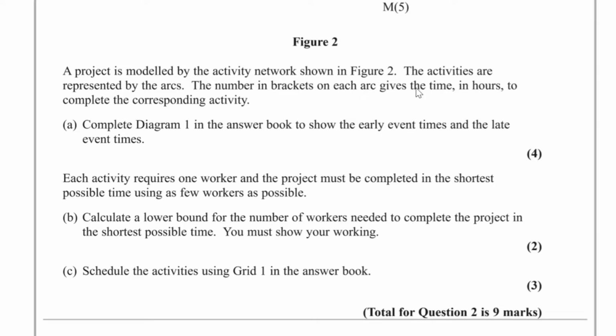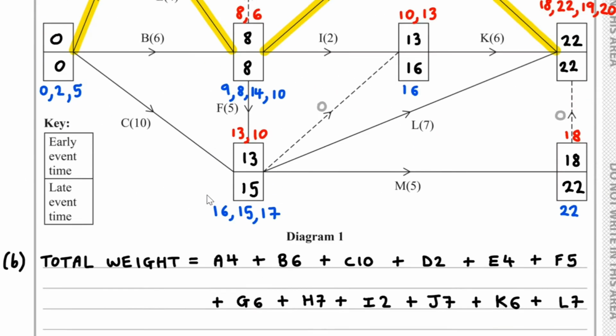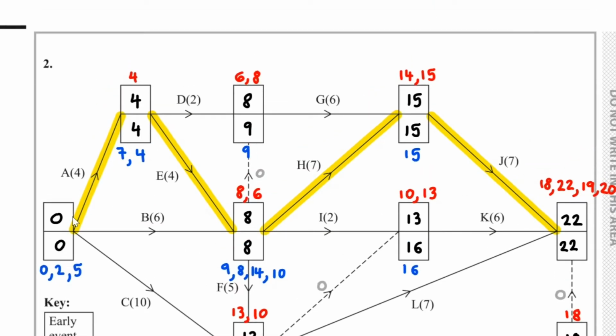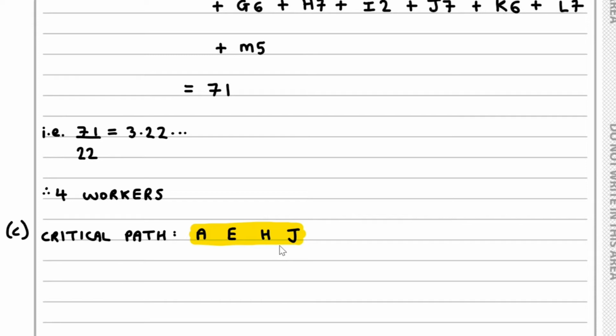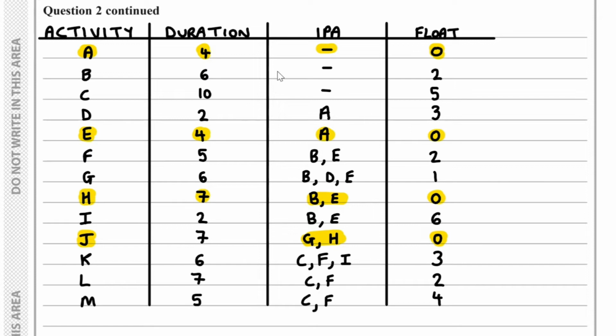Now, for part C of the question, we have to schedule the activities using grid 1 in the answer book. First of all, you can see here we've got our critical path A, E, H, J. They have 0 float. So the critical path is A, E, H, J. What I have shown in this table is the activities, the duration of those activities, the immediately preceding activities, and the floats of those activities.